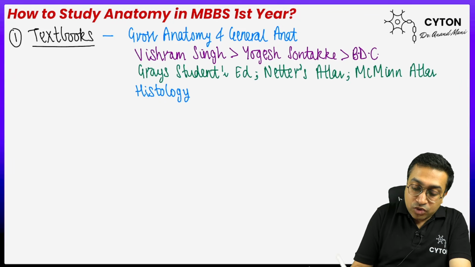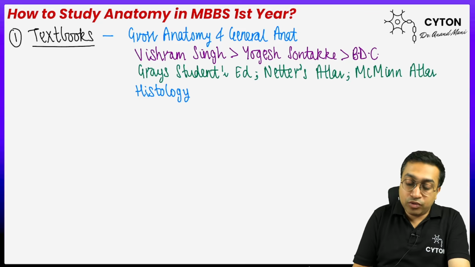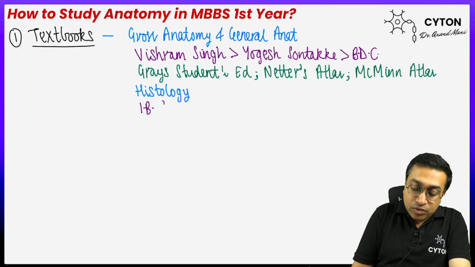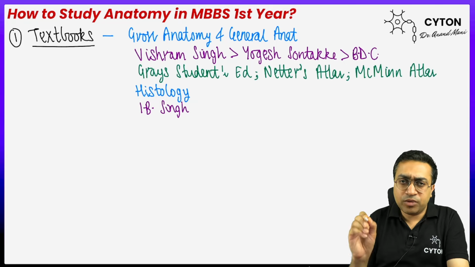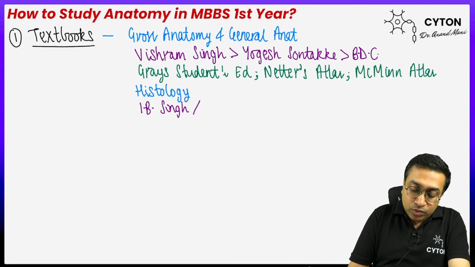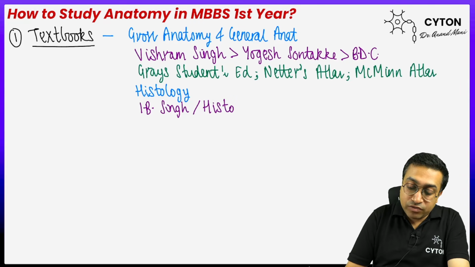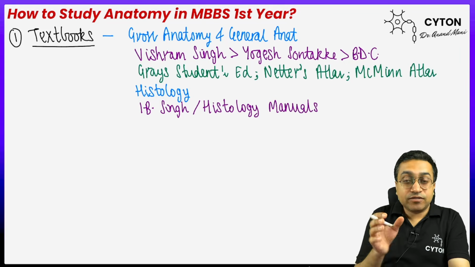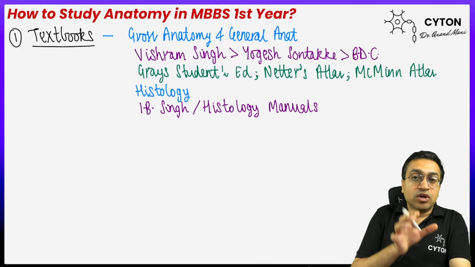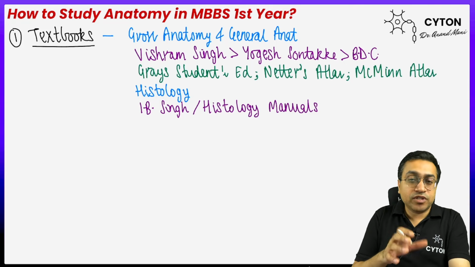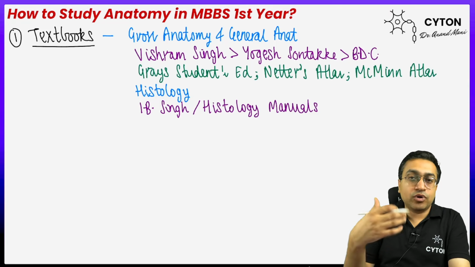So for histology, I would prefer you to go for IB Singh. Age-old textbook, very good, given in a very lucid manner. Or you can stick to your simple histology manuals. In certain MBBS curriculum colleges, the manuals are given by the institution, and those are quite detailed. They have the explanation, the tissues, all the salient and identifying features on one side, and the other side is blank for you to draw the images.